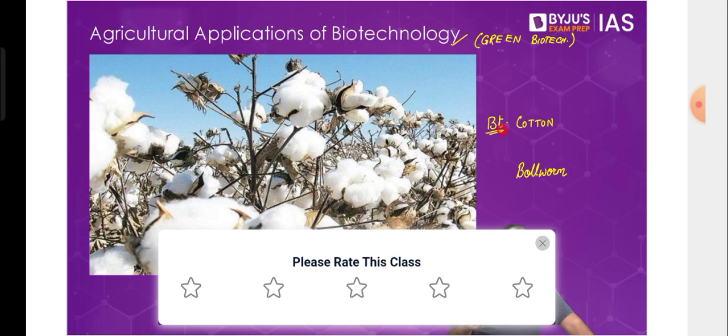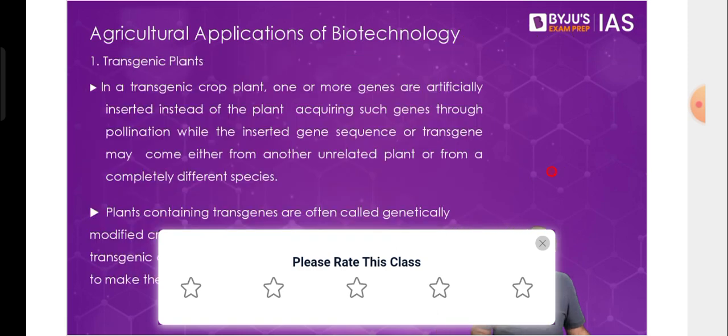This cotton becomes poisonous for any bollworm, and hence we were able to increase our productivity. So this has been one of the most successful examples of the use of biotechnology in agriculture. So when it comes to agriculture, what we produce is something called a transgenic plant or a transgenic crop.